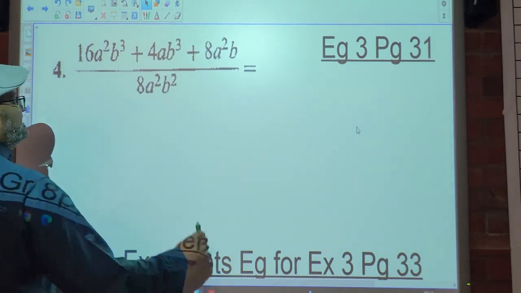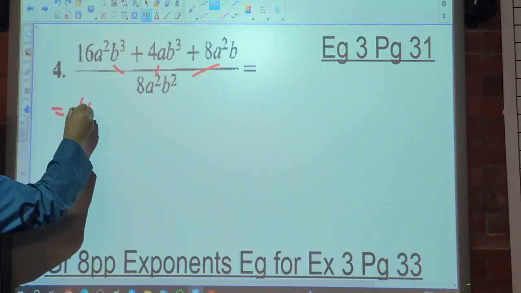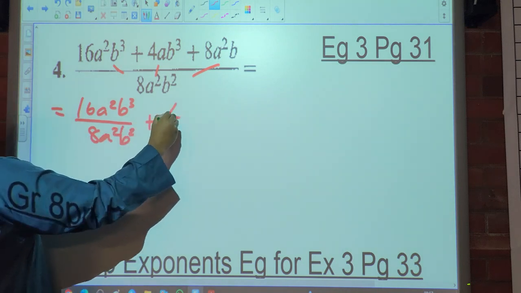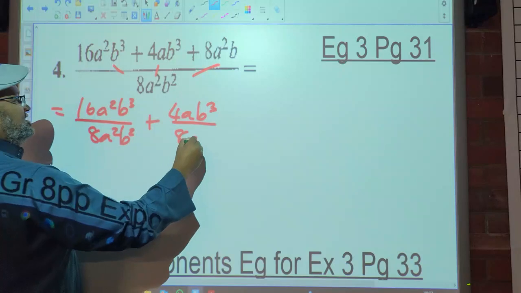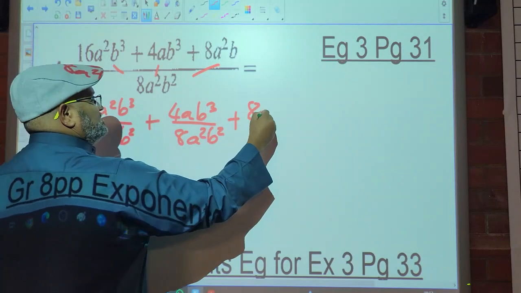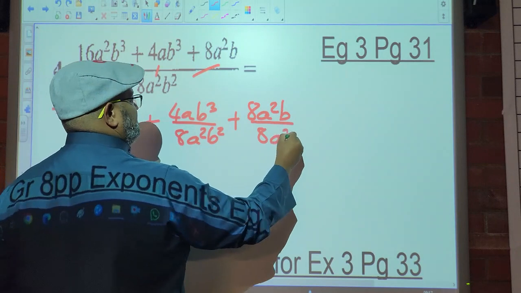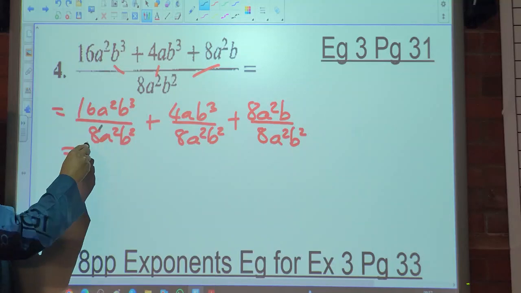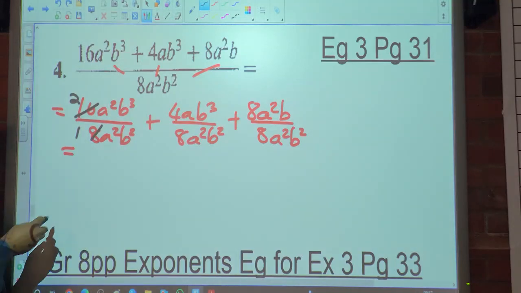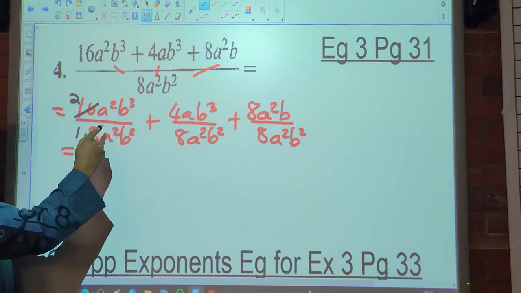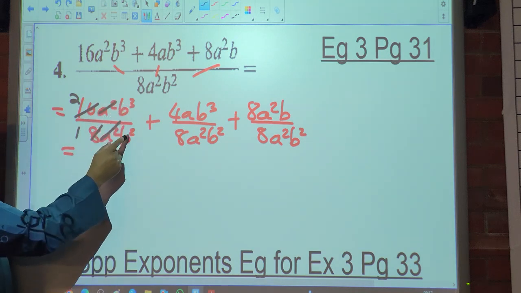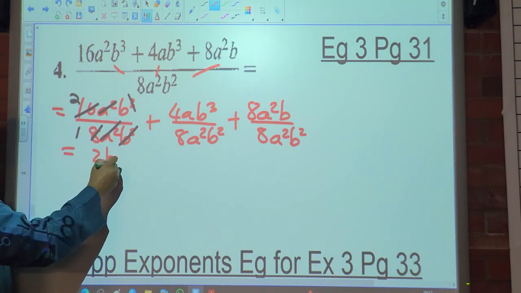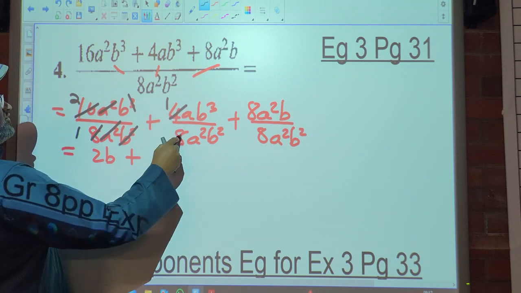Right, so where do we go with this one? Each one of its own. 16a squared b cubed over 8a squared b squared, plus 4ab cubed over 8a squared b squared, plus 8a squared b over 8a squared b squared. So what I do, I just simplify from here. 8 goes into 8 once, 8 goes into 16 twice. A squared over a squared is 1. Cancel. B cubed over b squared, b. So it's 2b plus 4 going into 4 once, 4 going into 8 twice.